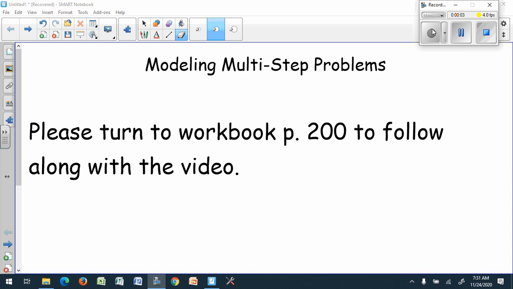Hello there. Today we're going to talk about modeling multi-step problems. Please turn to your workbook, page 20, and follow along as I do the problems on the board. Please pause the video when you want to try it on your own or when I ask you to pause the video. And make sure that anything I'm writing down, you're also writing down, so we can practice the idea of modeling these word problems.